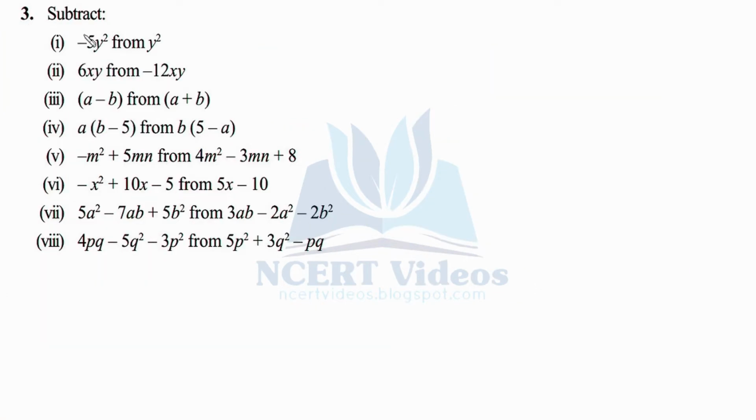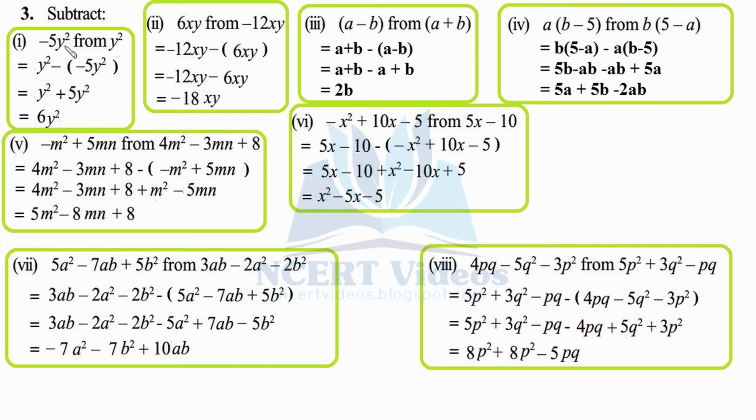Question third, subtract from 1 to 8. First, minus 5y squared from y squared, and you know very well in subtraction the from part comes first. Therefore writing it, putting minus sign because we have to subtract, and whatever we have initially we will put in brackets. Again brackets so that we don't get confused. So y squared minus minus is plus 5y squared. Well, like terms, because y squared on both terms, here we have 1 understood, so 5 plus 1 is 6y squared.